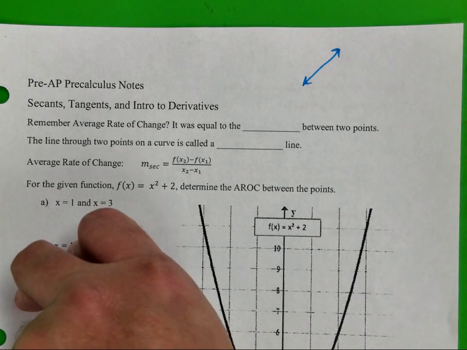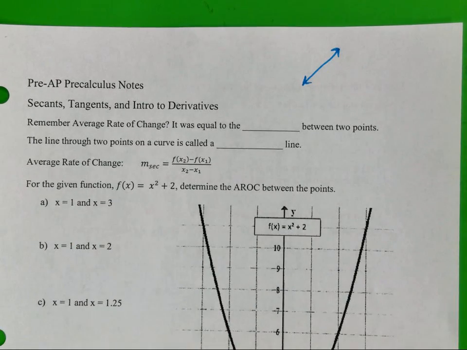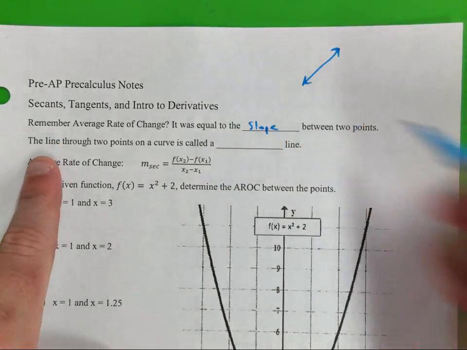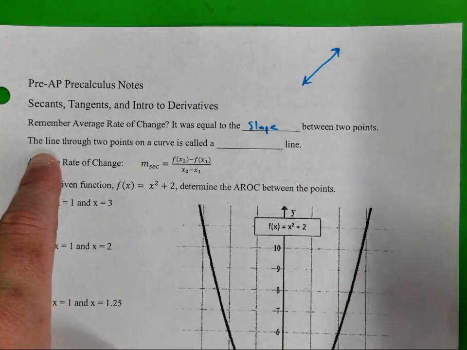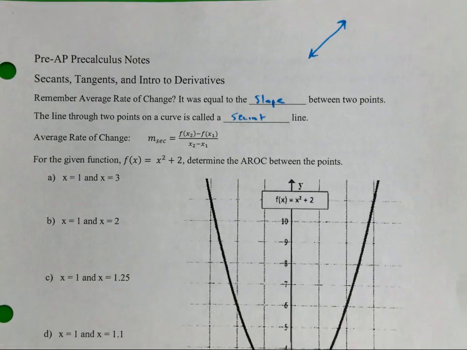But what if we didn't have linear? What if we had quadratic or polynomial or quartic or quintic? We could pick 2 points and find the average rate of change, couldn't we? And that was the slope between those 2 points. So it was equal to the slope between 2 points. The line through the 2 points is called a secant line. A secant line. And the average rate of change, remember that formula, is f of the second point minus f of the first point divided by x sub 2 minus x sub 1.